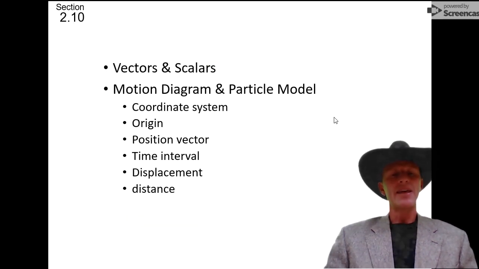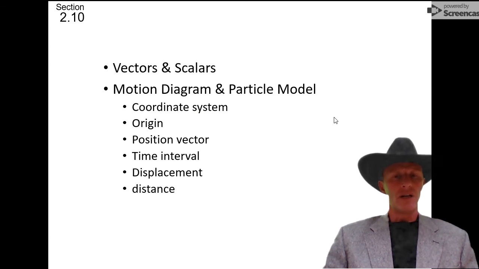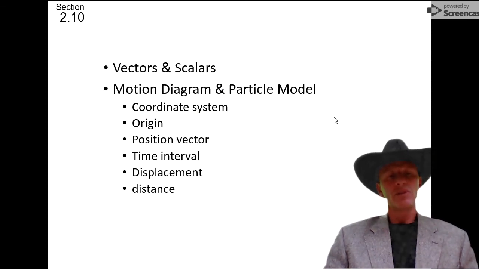But anyhow, that is all I have for today. So we talked about vectors and scalars. Remember, vectors are quantities that have both magnitude and direction. Scalars are just magnitude. Direction doesn't matter. And we talked about how to create a motion diagram and a particle model. So try some of this in Moodle section 2.10.